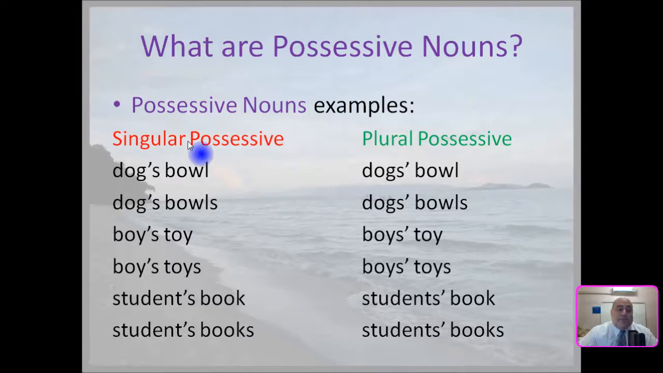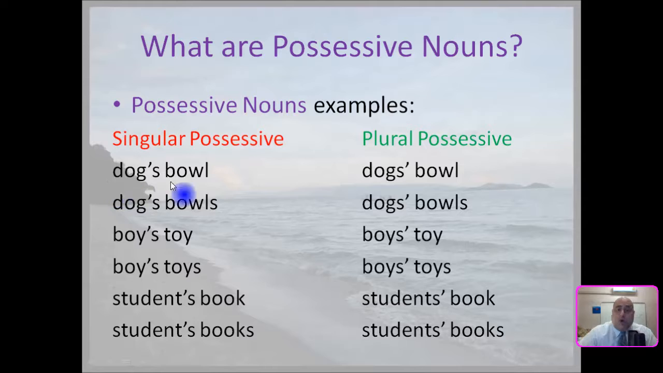Possessive noun examples, I've got two different columns, singular and plural possessive. In singular possessive, it's one person or one thing that owns something, that has ownership. In the plural possessive, it's more than one person or thing that owns something. What you have to look out for is to always look for where your apostrophe and S is. In singular, it's apostrophe first, then your S. Plural is S, then apostrophe.